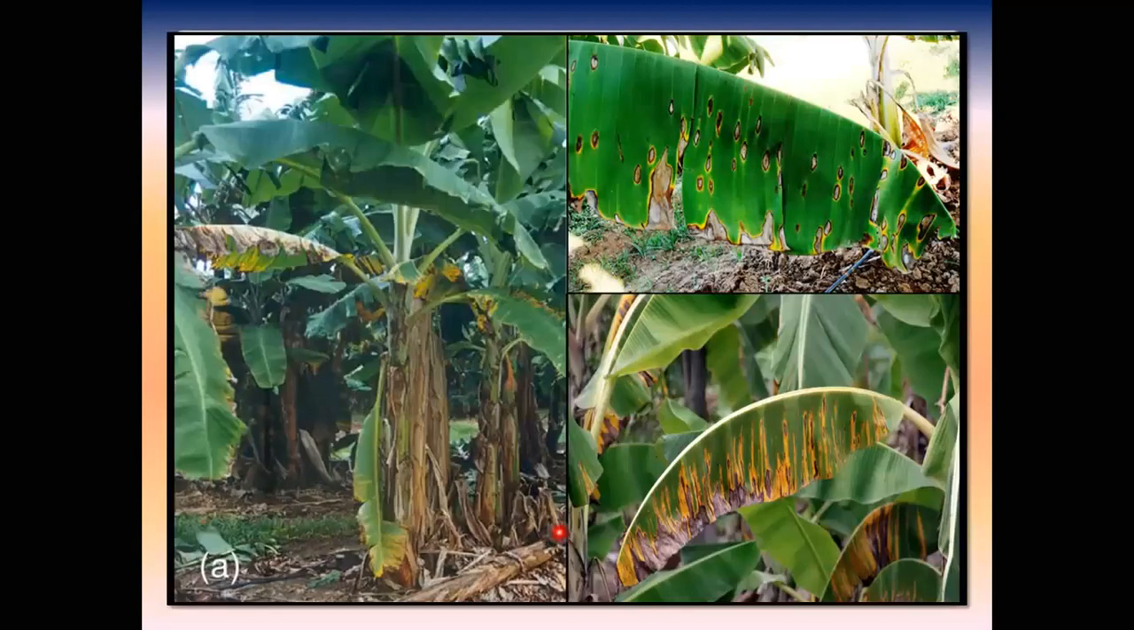Okay, then the third most important disease, that is Sigatoka leaf spot. This is the most common and is seen in all varieties of banana. This disease was first observed in Java in 1902. Nowadays it is the most common disease seen in India, especially in Assam, Tamil Nadu, Karnataka, Maharashtra, and Andhra Pradesh. Significant yield losses, 10 to 30%, are generally seen in banana due to Sigatoka leaf spot. So this is the most important disease.